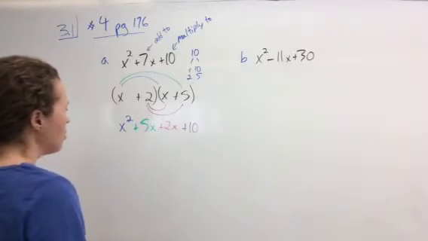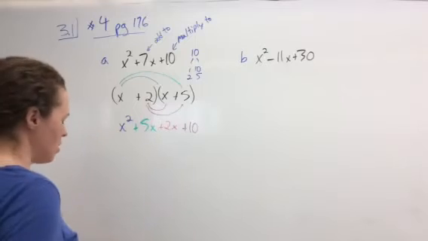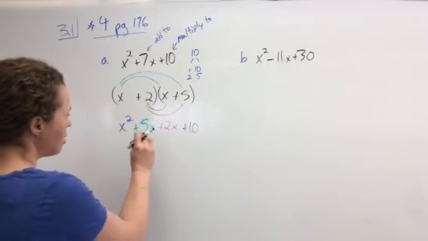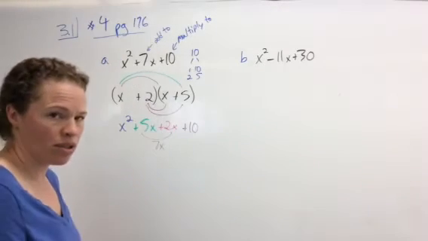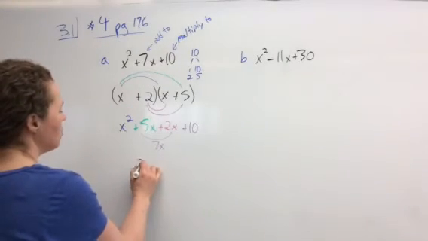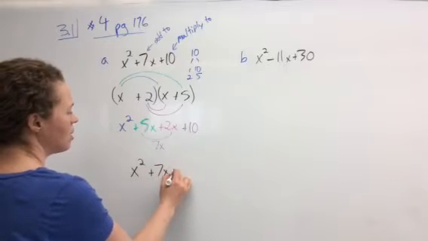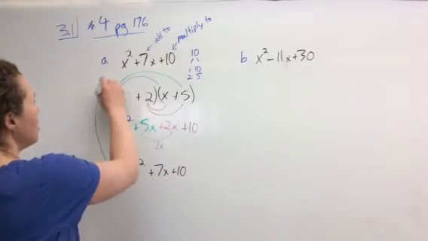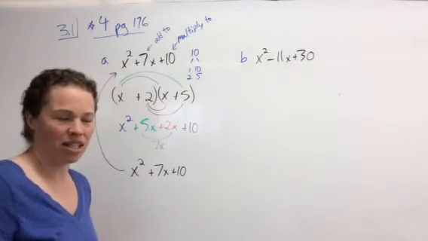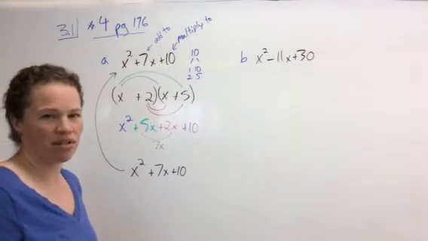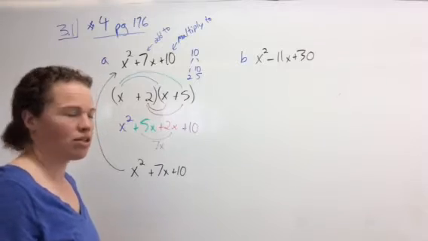And when I put those all together, I'll see that this guy's got to be 7x, because I can add those two middle terms, and all I'm left with is x squared plus 7x plus 10. I look up at that and go, oh look, it's the same. So that's why you know you won. That's the nice thing about all this factoring stuff, is you can always go backwards and check your answer.